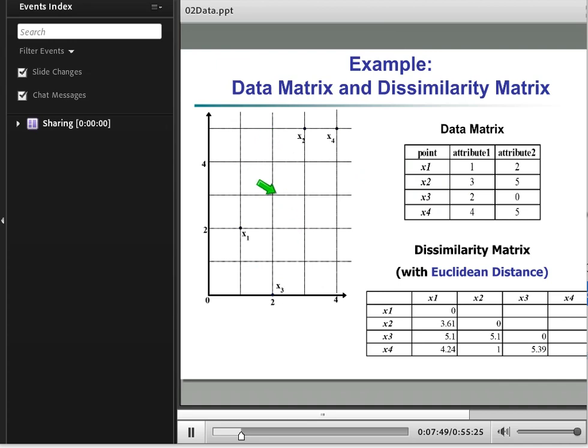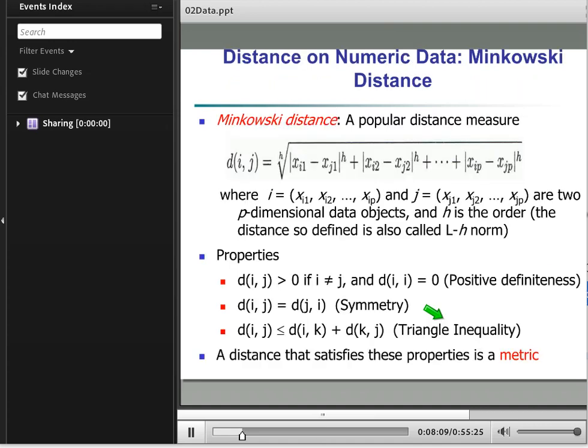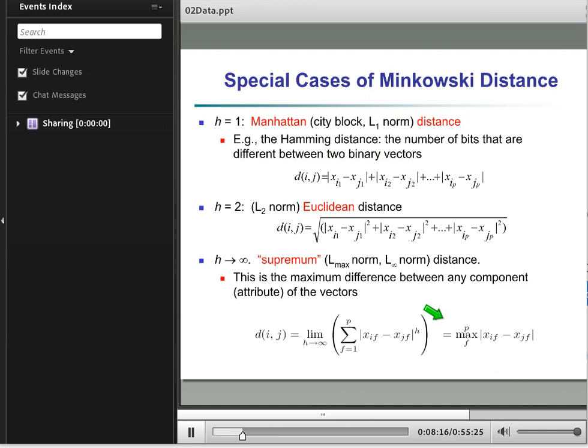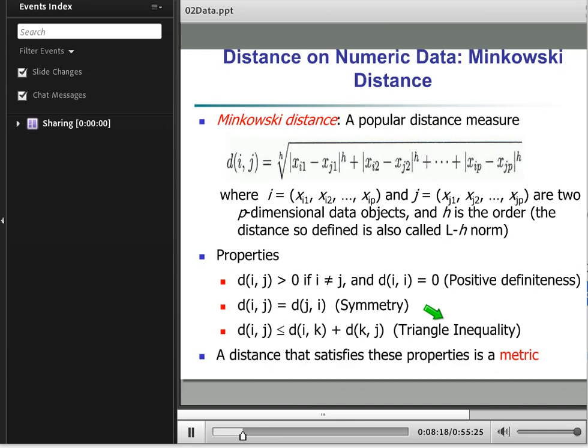For example, here we have four different data objects: x1, x2, x3, x4 in this data matrix and in this 2D space. Then I can define the distance between these points using Euclidean distance. We learned how to calculate Euclidean distance in school. But what is the basis of Euclidean distance?